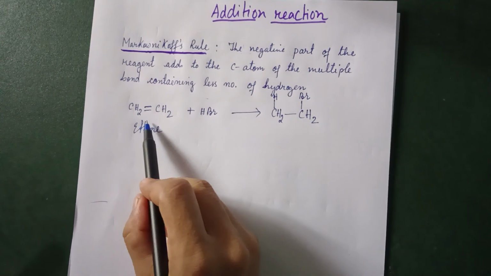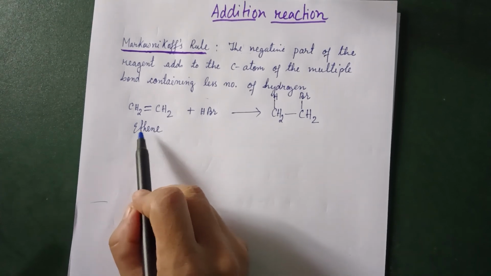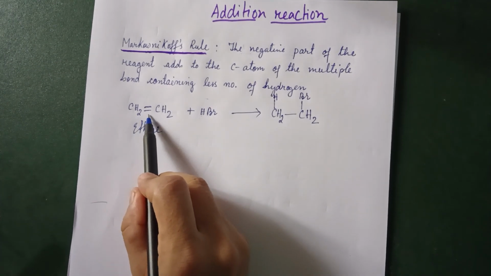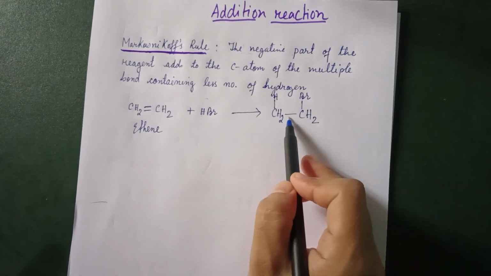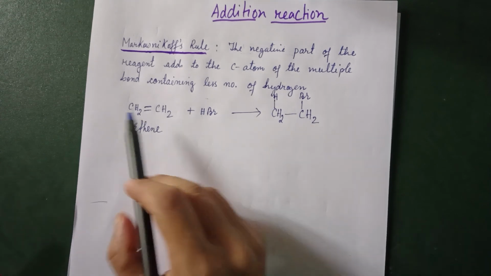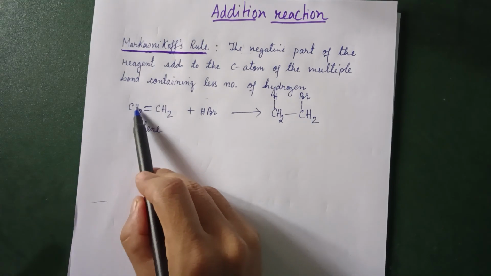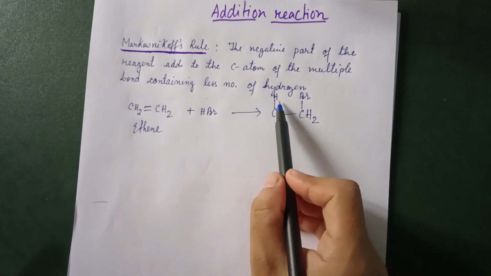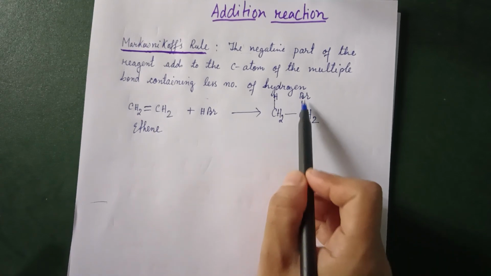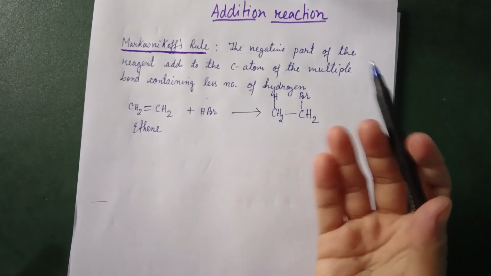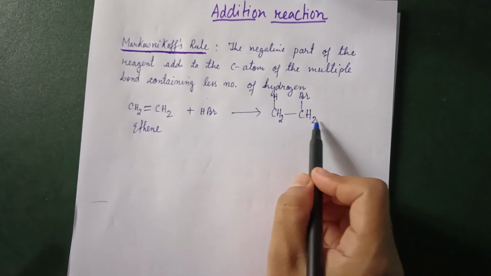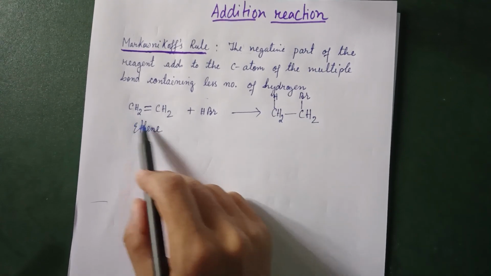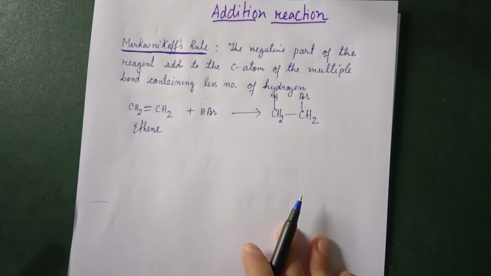So let us compare the reactant and the product. In the reactant side, there is a multiple bond. In the product side, it has changed into a single bond. Initially there is CH2 double bond CH2. Now some extra new elements have come and added here. So this is called what? Extra came, we have added. So this is called an addition reaction. This is the simplest form of the addition reaction.